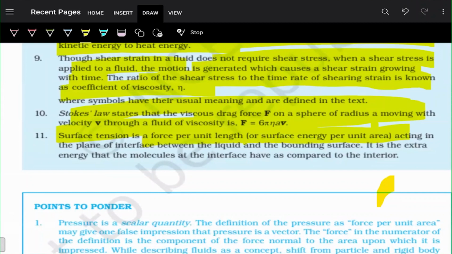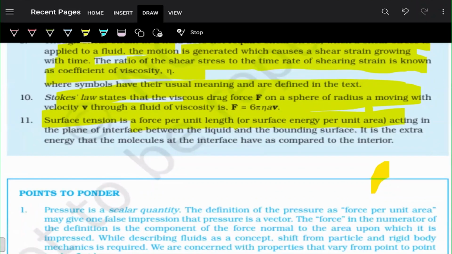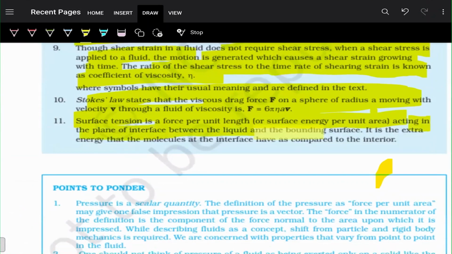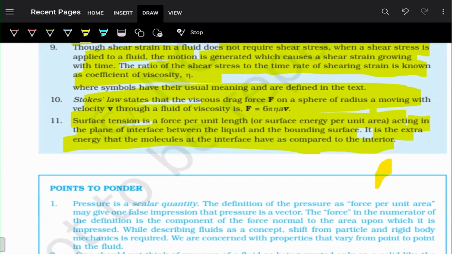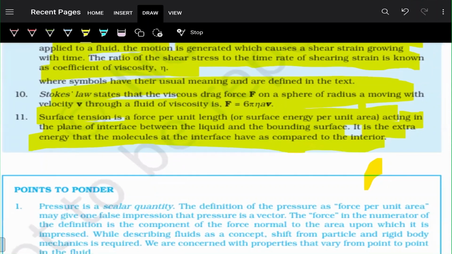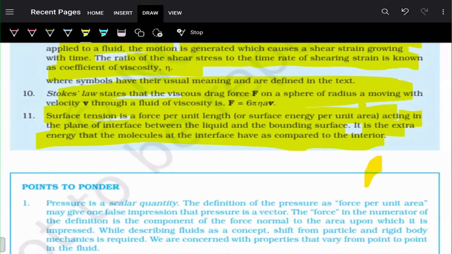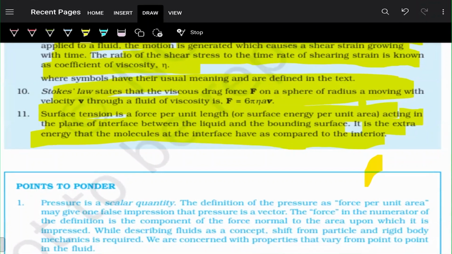Between the liquid and the bounding surface. It is the extra energy that the molecules at the interface have as compared to the interior. Surface tension is a force per unit length, or a surface energy per unit area, acting in the plane of interface between the liquid and the bounding surface.